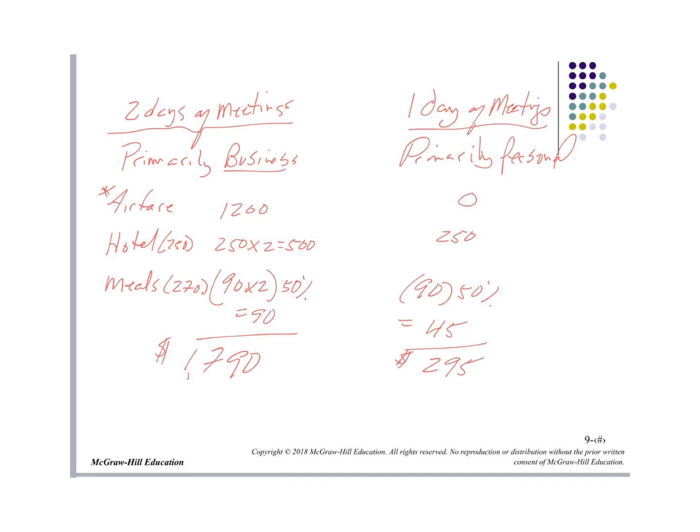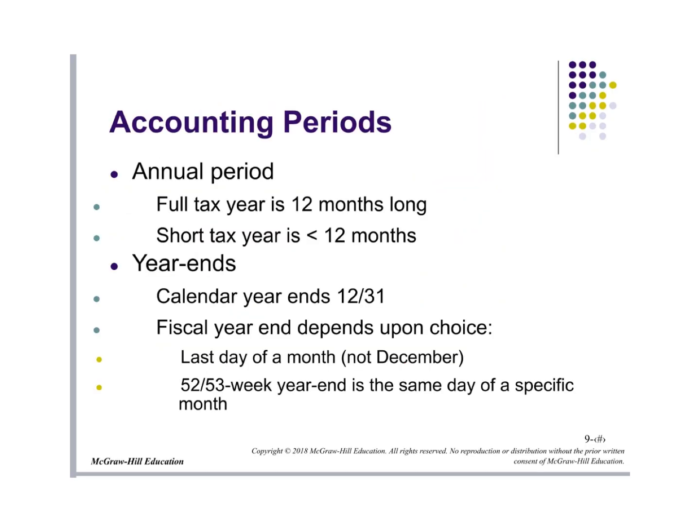And so what's the big deal here? The big deal is airfare. If it's a primarily business trip, then you also get to deduct airfare. If it's primarily personal, you do not get to deduct airfare. Okay? So move right along to accounting periods.